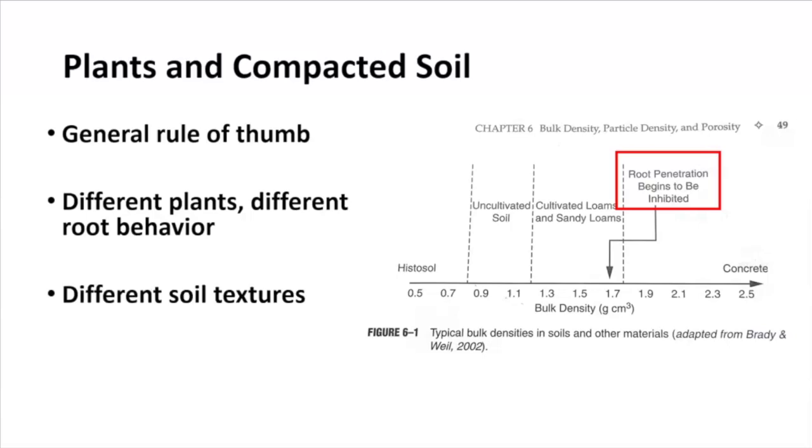Different soil textures, obviously, are going to behave differently in terms of that bulk density. Some soils are just going to be a little heavier, so that bulk density doesn't necessarily mean the same thing. And water content is very important for these roots because it can act as a bit of a lubrication for increased bulk densities.